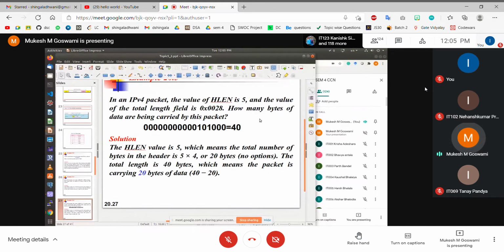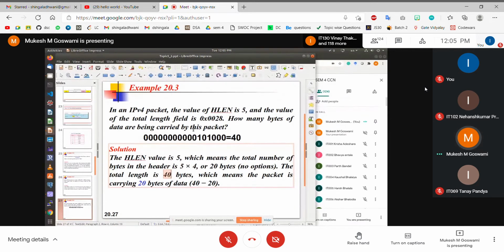And out of that, what is the length of the header? The length of the header can be given by 5 multiplied by 4. 5 is the value of the H length field, and the H length field multiplied by 4 gives you the total number of bytes that you have in the header. So 5 multiplied by 4 is equal to 20 bytes in the header. 40 bytes is the total length, right? So what is going to be the length of data? Length of data is total length minus the header length, that is 40 minus 20, which is equal to 20. So in this particular packet, you have 20 bytes of header and 20 bytes of data being carried, right?